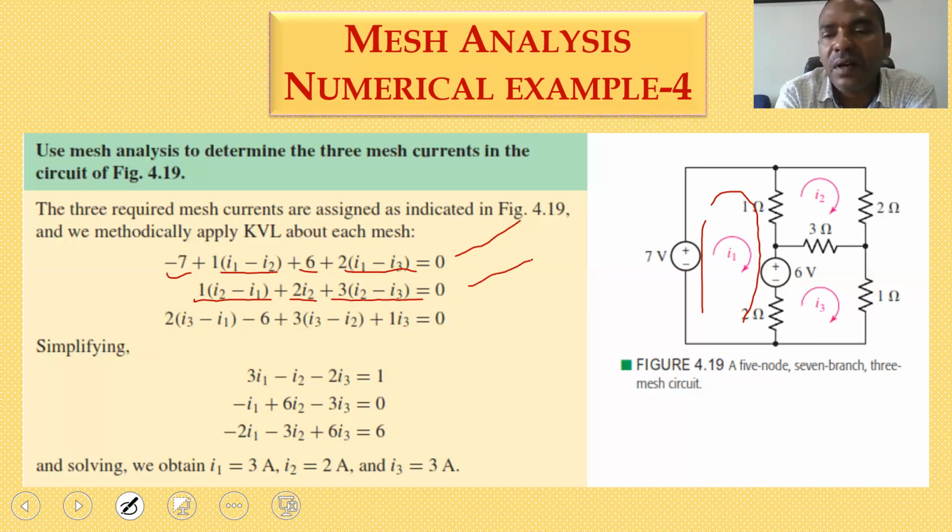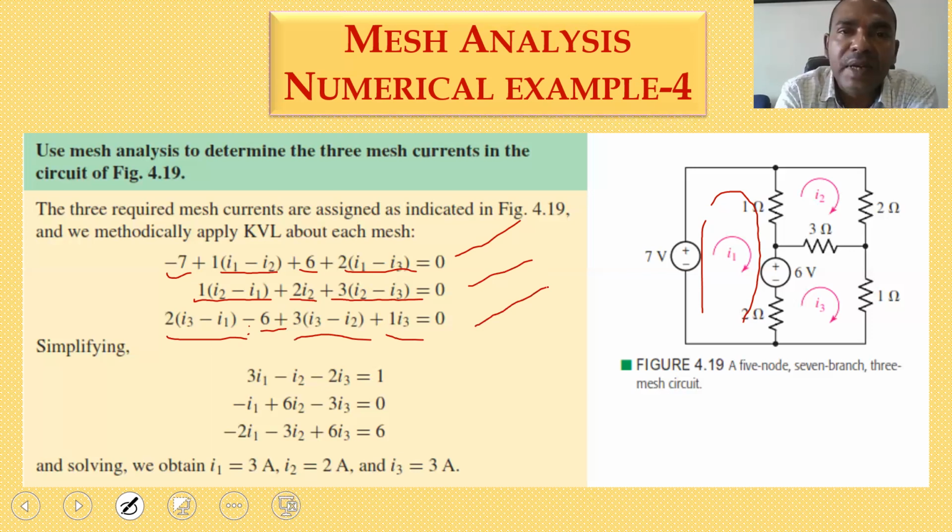So coming to the third loop, 3 resistors are there and 1 voltage source is there. So 2 times (I3 minus I1) is the voltage drop across the 2 ohm resistor. So minus 6 is the voltage source value. So 3 times (I3 minus I2) is the voltage drop across the 3 ohm resistor, and 1 times I3 is the voltage drop across the 1 ohm resistor, equal to 0.